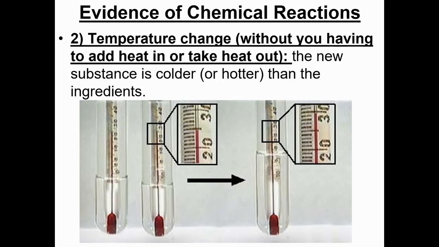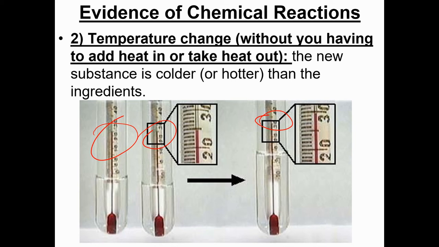Over here we have temperature change, as I mentioned. We have two initial temperatures, and then when we mix the two solutions together, we can see the temperature rose. We have a higher temperature than before, and that's because energy was released in the form of heat to the environment. Sometimes you might have a temperature change going the other way. The temperature could have gone down, and that's a possibility as well.